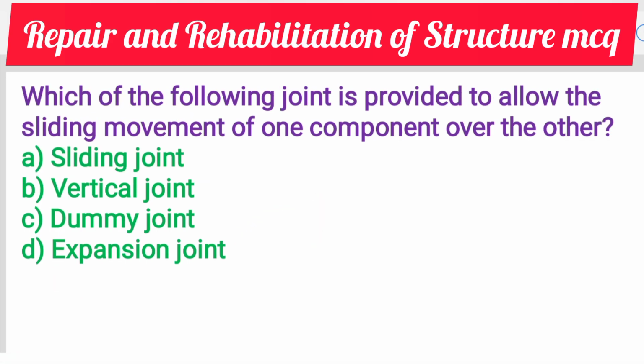Next question, which one of the following joints is provided to allow the sliding movement of one component over another? Option A sliding joint, option B vertical joint, option C dummy joint, option D expansion joint. So the correct answer is option A sliding joint.